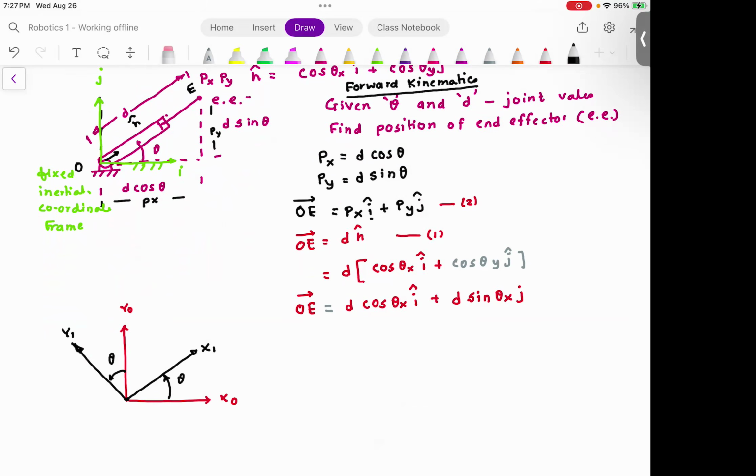Now what we did here, and I want you to understand it: we had this initial coordinate frame and this n hat vector, and then I resolved that. But now I want to look at the most general case wherein you have two coordinate systems which are perpendicular to each other and then they are rotated. I want to find out the projection of the new coordinate frame x1, y1 on the old coordinate frame x0, y0.